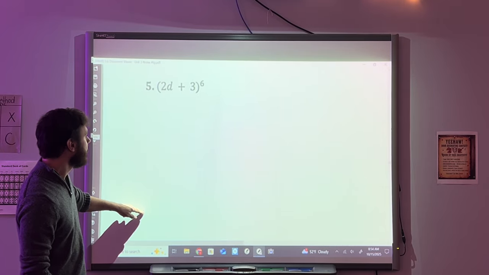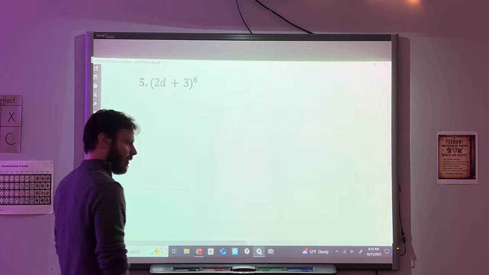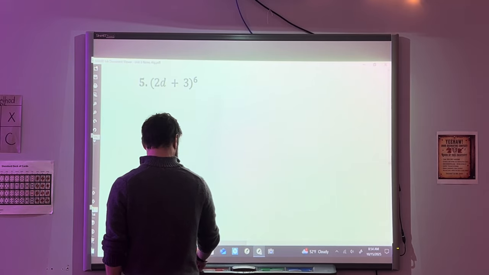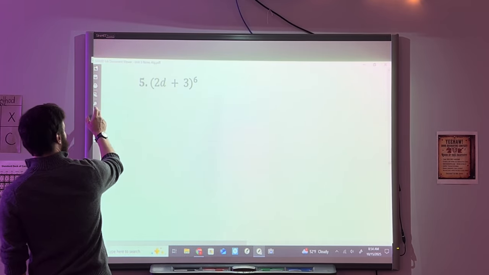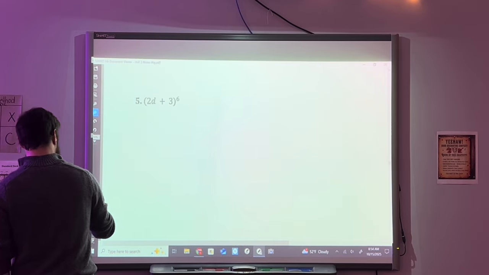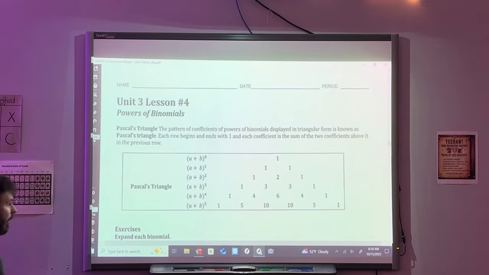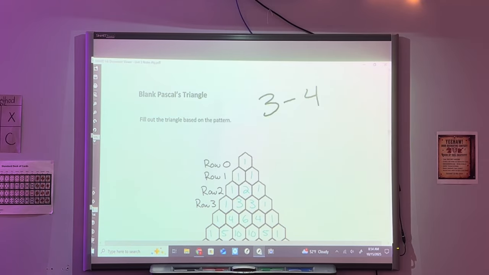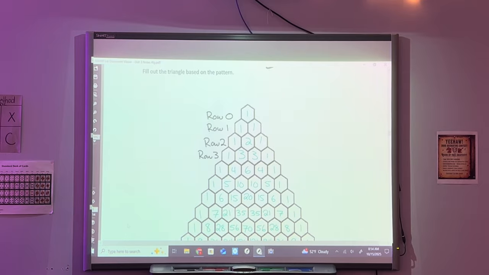Sure, how about this one? Number 5, the 6th row of Pascal's triangle. I don't know what it is off the top of my head. Oh man, it doesn't tell me. 1, 6, 15, 20. All right.